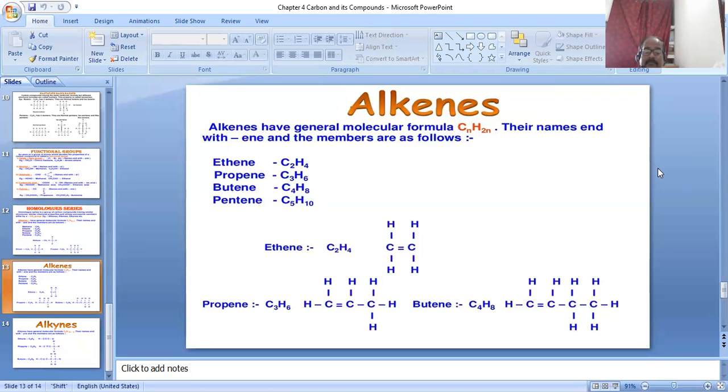Number one, combustion. Unsaturated hydrocarbons burn in air or oxygen to produce a sooty luminous flame, and form carbon dioxide, CO2, and water vapor. Suppose ethene C2H4 reacts with oxygen; after that reaction, carbon dioxide and water are formed: C2H4 plus 3O2 gives 2CO2 plus 2H2O.